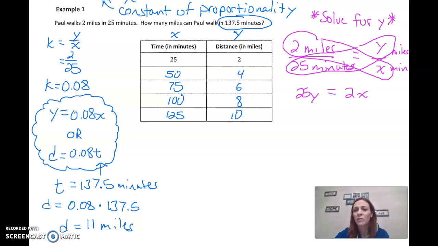Okay, solve for y. So if I'm solving for y, I have to get rid of the 25. Since it's 25 times y, I'm going to do the inverse, and I'm going to divide by 25. Whatever I do to one side, you do to the other. 25 divided by 25 is 1y, and then we get 2/25 x.